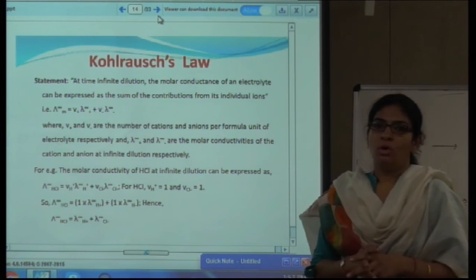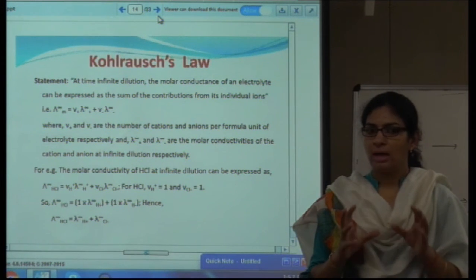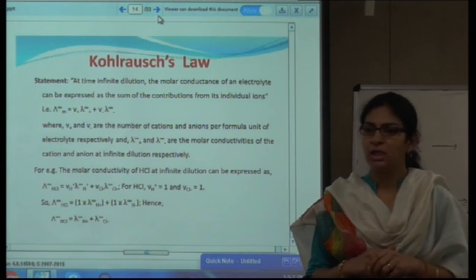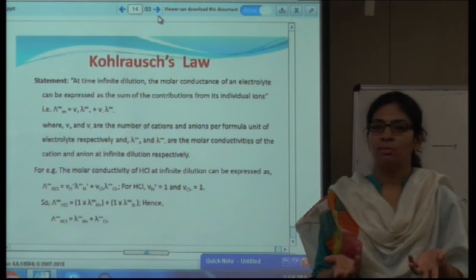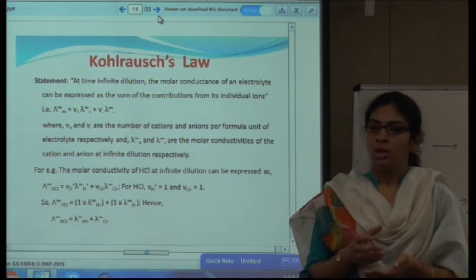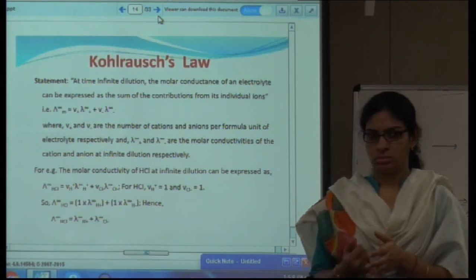Moreover, you need this law in order to calculate lambda m infinity of a weak electrolyte. How can you calculate lambda m infinity of a weak electrolyte? You make use of the quantities which are known to you.